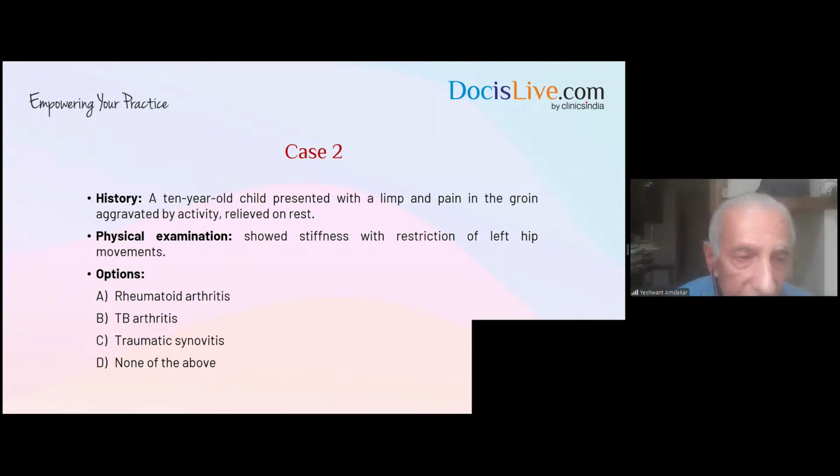The next case is a 10-year-old child who presented with a limp and pain in the groin, aggravated by activity and relieved by rest. He's complaining about the groin pain, and on examination, there is stiffness and restriction of left hip joint movements. So you obviously have a left hip joint pathology, and now it is a limp that is being produced in a 10-year-old.